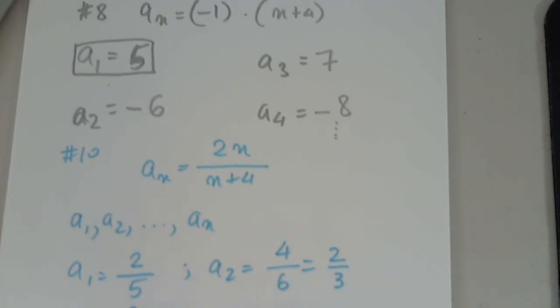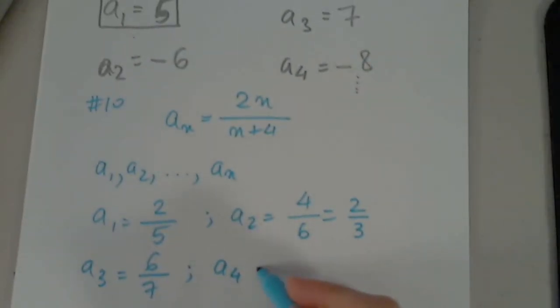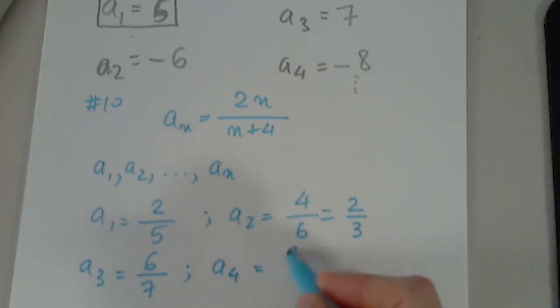Finally, A sub 4. 4 times 2 is 8. 4 plus 4 is 8. It appears that this is 1.